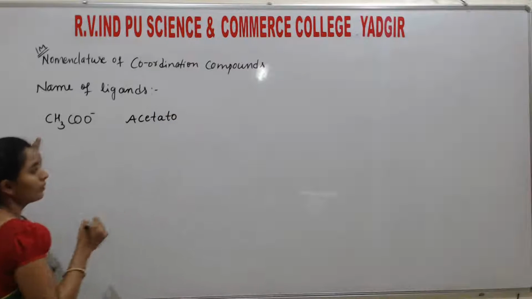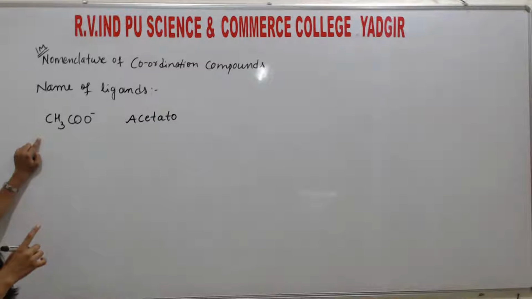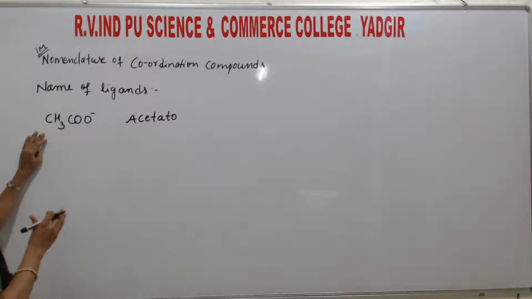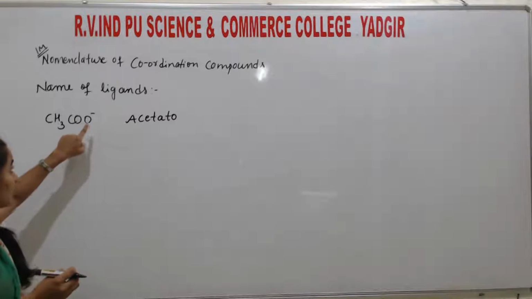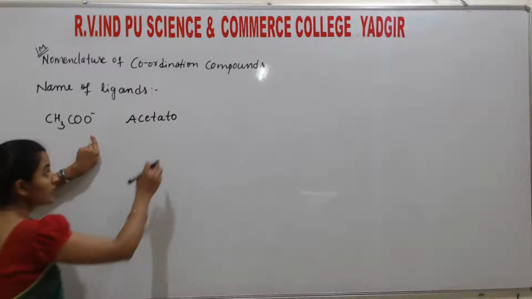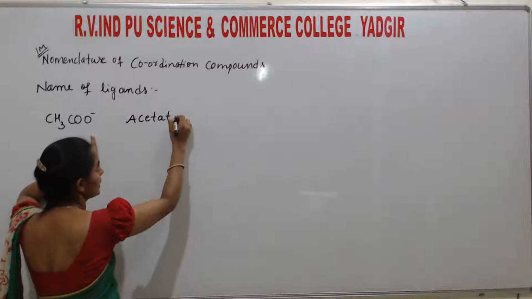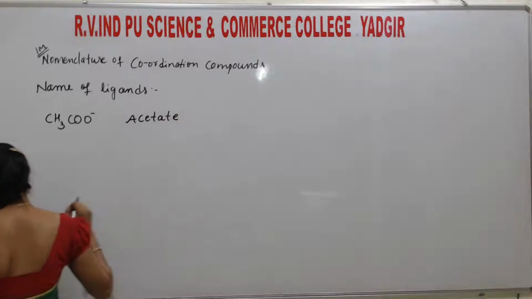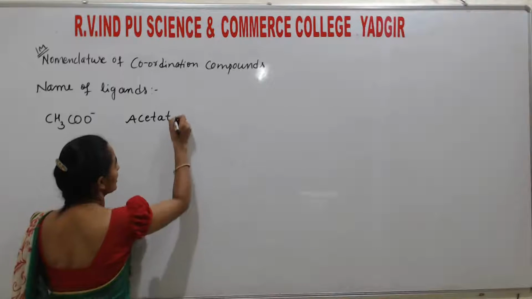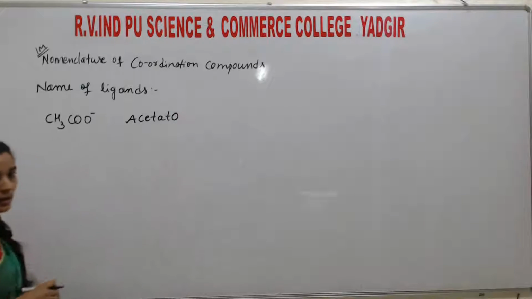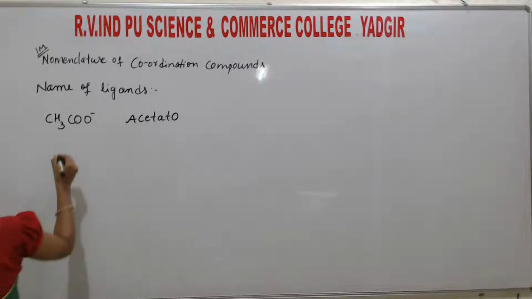acetate. This chart is very important, students. Keep on writing this and keep the table with you while you write coordination compounds. If CH3COO minus is there, that is acetate ion. Last E, acetate ends with E, right? Last E is replaced by O. Acetate, that last E is replaced by O. Remember that.